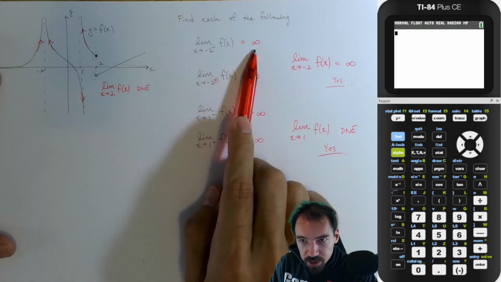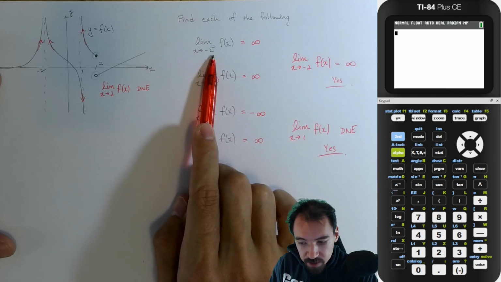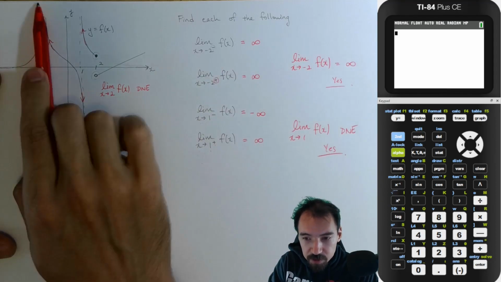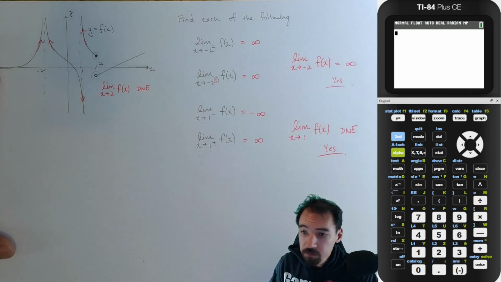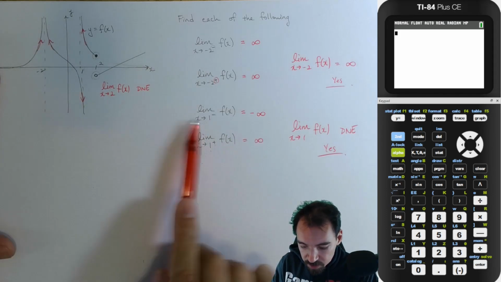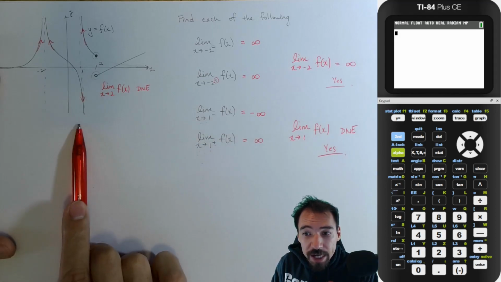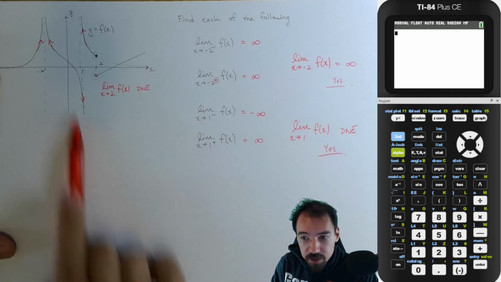If I say a limit is positive infinity, that means as x approaches whatever value is here, the y values go up indefinitely to bigger and bigger positive numbers. If I say the limit is negative infinity, that means as x approaches that number, the y values are going down to deeper and deeper negative numbers indefinitely.